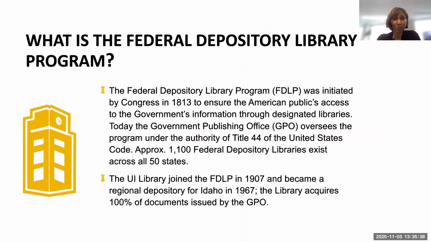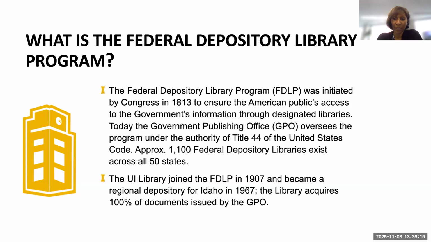The Federal Depository Library Program, under which government documents are distributed to libraries across the country, was initiated by Congress in 1813 to ensure the American public's access to government information through designated libraries. Today, the Government Publishing Office, which was formerly called the Government Printing Office, oversees that program under the authority of Title 44 of the United States Code. There are approximately 1,100 federal depository libraries across all 50 states.